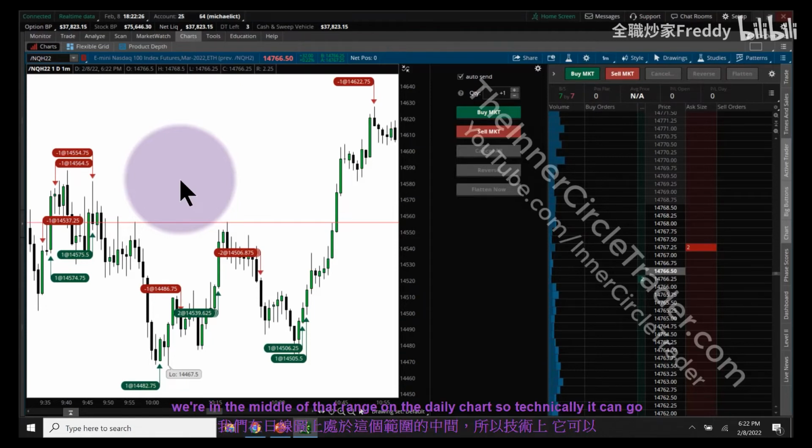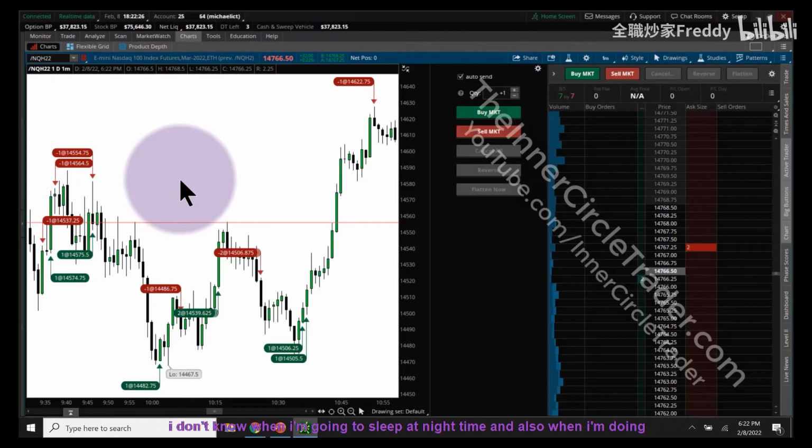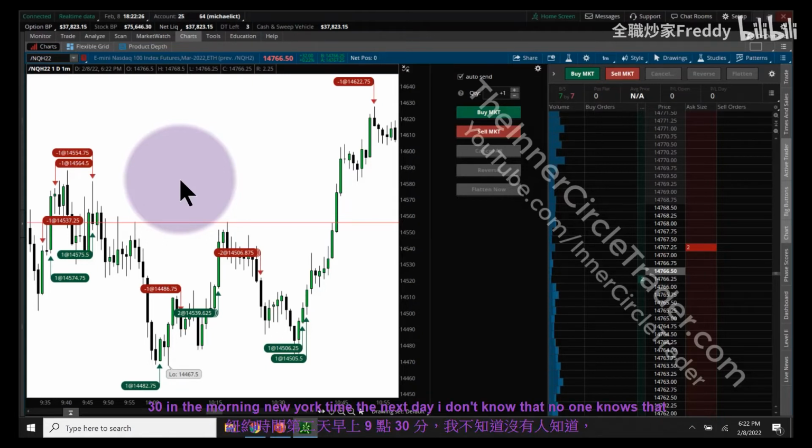Remember where we started this video. We're in the middle of that range on the daily chart. So technically, it can go either side of the range and take liquidity. I don't know when I'm going to sleep at nighttime, and also when I'm doing videos earlier in the evening, I don't know where price is going to be at 9:30 in the morning New York time the next day. I don't know that. No one knows that. Okay? So when I build a trading plan or idea around what I would prefer to see, I'm only looking for that the night before. Everything changes when we walk up to that 8:30 vertical line. It gets put on my chart to show you.